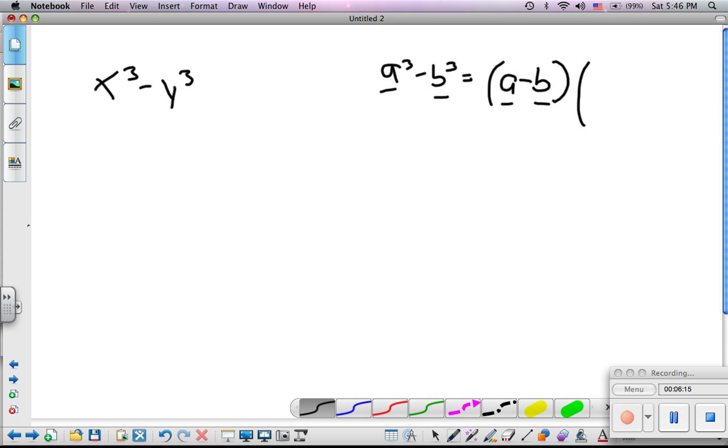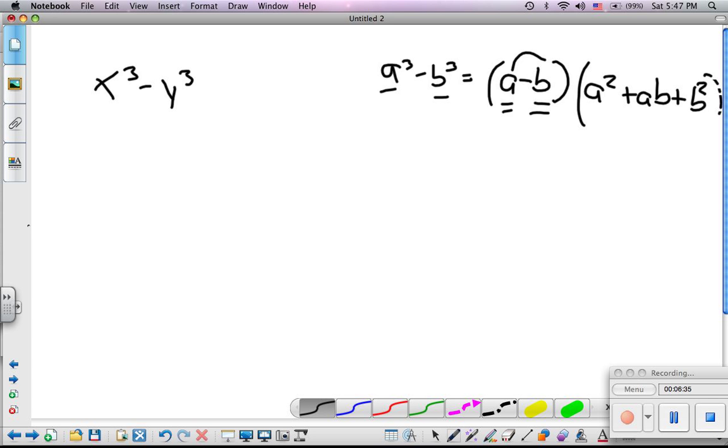Then over here we are going to square the a, so we get an a squared. We're going to multiply the a and the b together with the minus sign. That's a minus ab, and we want to take the opposite of that, so it's going to be plus ab. And lastly, we'll take this b and square it. So minus b and minus b is a plus b squared.